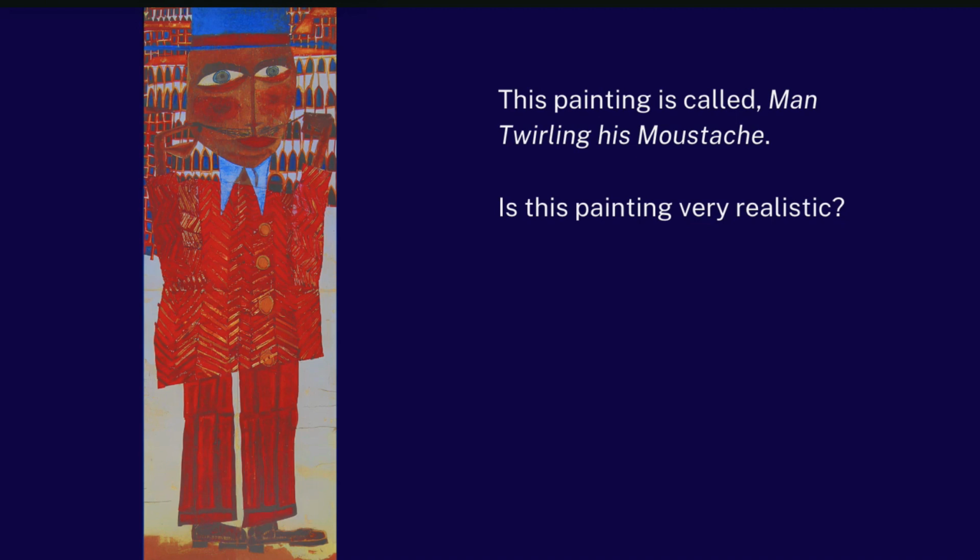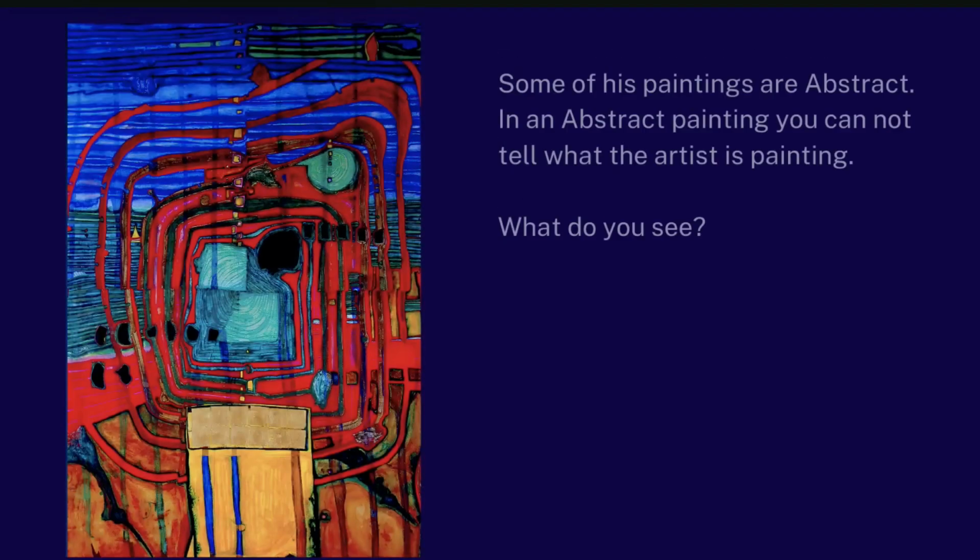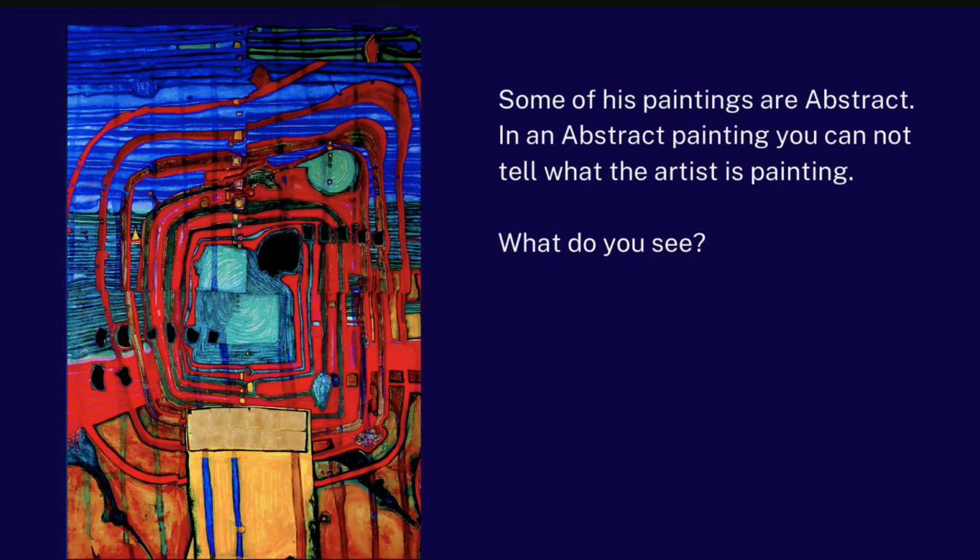This painting is called Man Twirling His Mustache. Is this painting very realistic? Some of his paintings are abstract. In an abstract painting, you cannot tell what the artist is painting. What do you see?